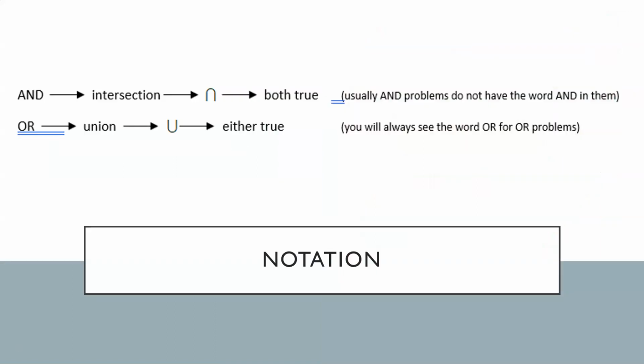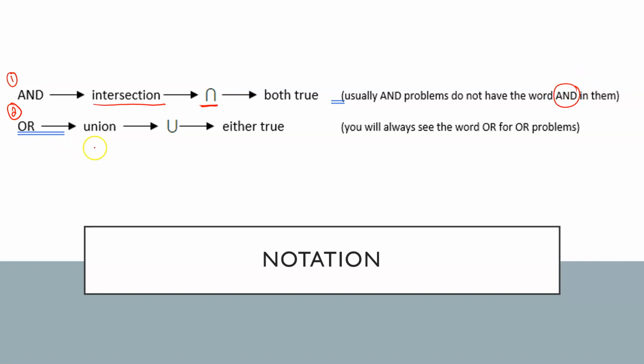All right. So here is some notation. So you have two types of compound inequalities. You have your and, that's one type, and your or. So if you're talking about an and, it's called an intersection, and sometimes we use this little upside down U. It means that your solution makes both of the inequalities true. So usually and problems do not have the word and in them, but we'll see how they look. We'll see how they're written.